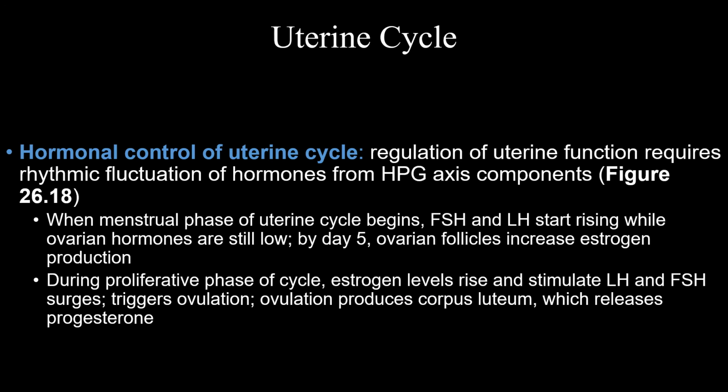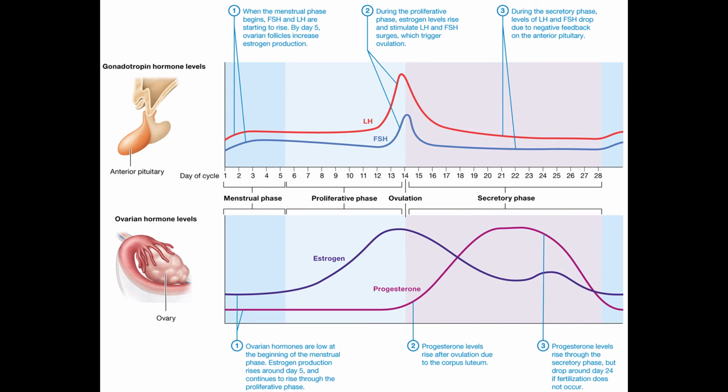Now, uterine function regulation also requires fluctuating hormones from the hypothalamus, pituitary, and ovaries. Again, we're going to assume a 28-day cycle, and we're going to look at the changes that occur during this uterine cycle. So, to simplify this, I'm going to let you look at these graphs while I talk about them. One graph shows the changing levels of gonadotropins during the phases of the uterine cycle, and another shows the changing levels of ovarian hormones. You can see the uterine cycle on top, and the changing levels of ovarian hormones on the bottom.